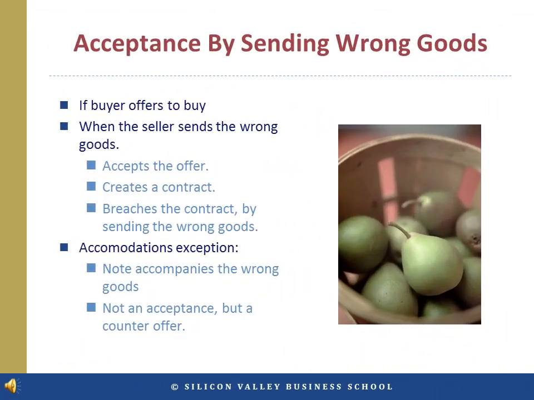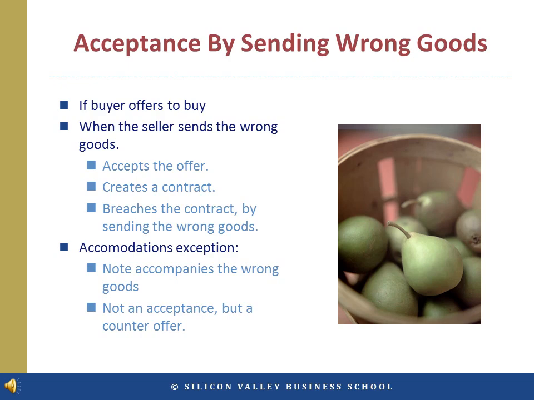We know that the delivery of apples in response to an offer to buy apples acts as an acceptance and forms a contract. What happens when the buyer offers to purchase apples and the seller mistakenly sends him pears? Does the delivery of pears form a contract? The answer is yes. It acts as an acceptance, formation of a contract, and breach of the contract at the same time.